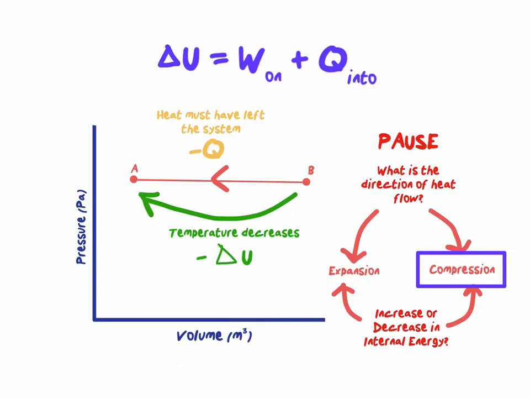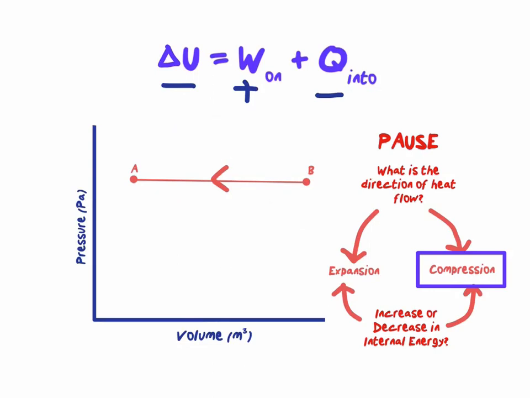So Q is negative and delta U is negative, but work done on the gas during this compression is a positive value. This means that the amount of heat removed from the system was greater than the amount of work done during that process.